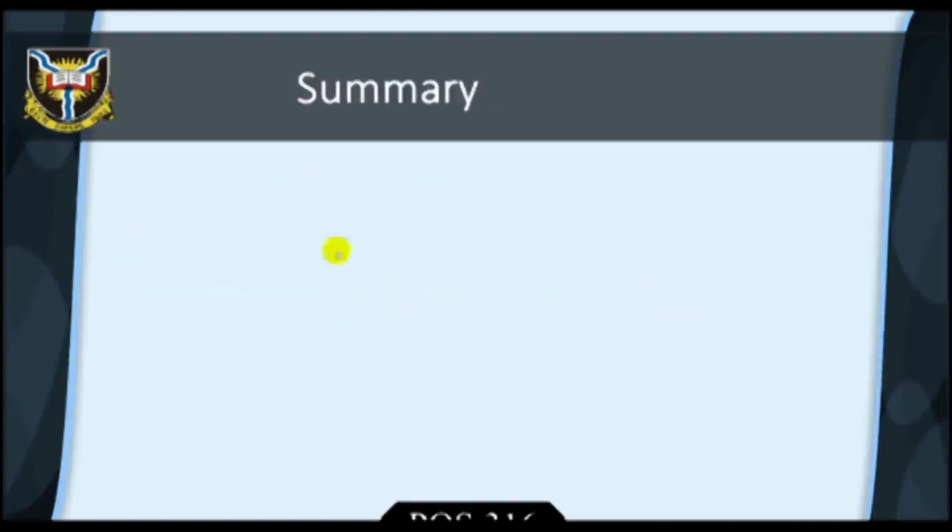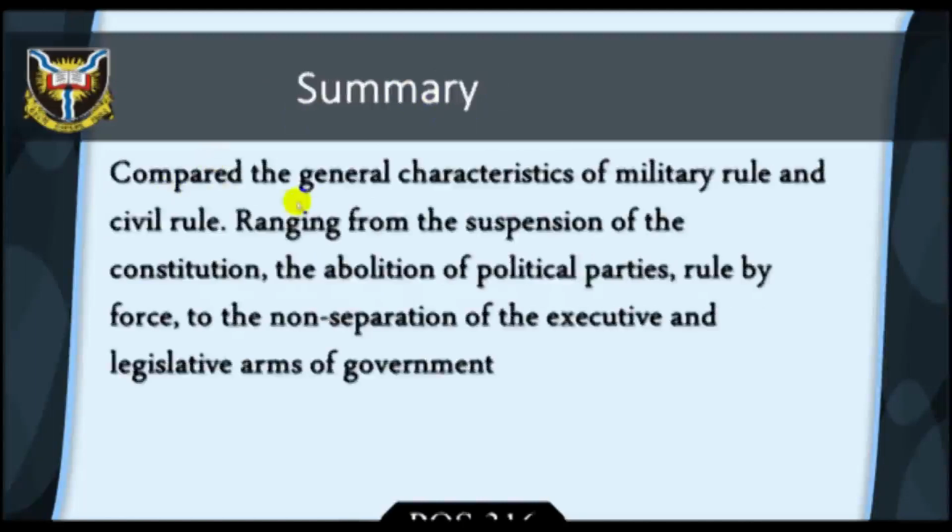Study session summary. The lecture basically compared the general characteristics of military rule and civil rule, ranging from the suspension of the Constitution, the abolition of political parties, rule by force, to the non-separation of the executive and legislative arms of government and discouragement of competing interests. The lecture observed that these factors distinguish military rule and therefore make it a potentially more dangerous system of government.